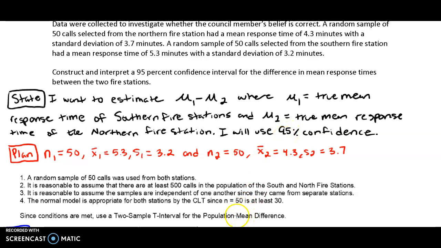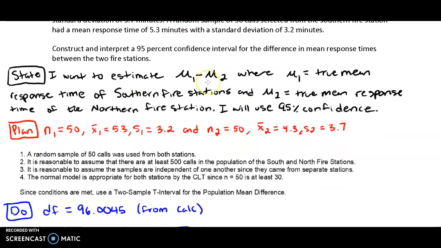Since our conditions are met, we will use a 2-sample t interval for the population difference of means. Oh, I made the cardinal sin. This right here should say the population difference of means, not the mean difference, because I'm looking, is there a difference between these two groups?